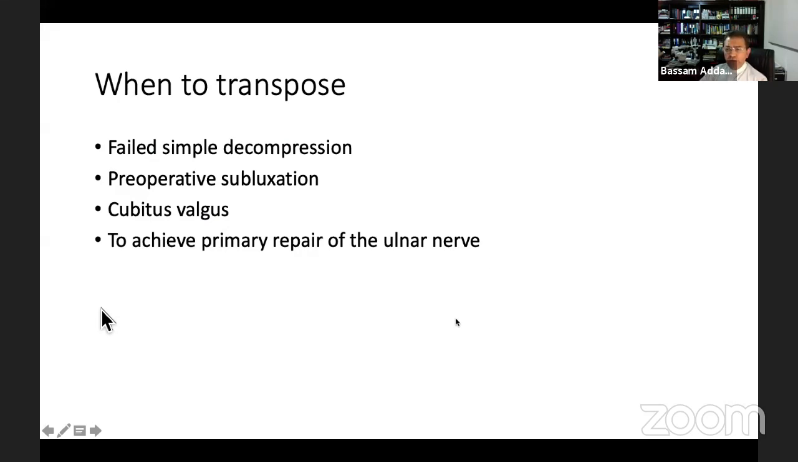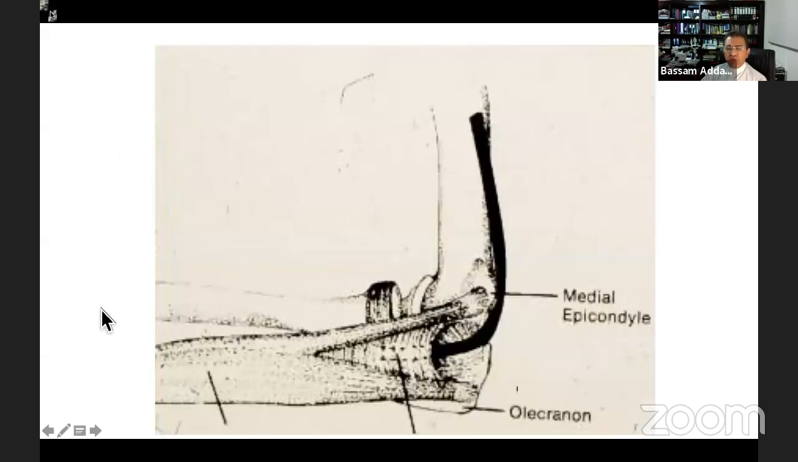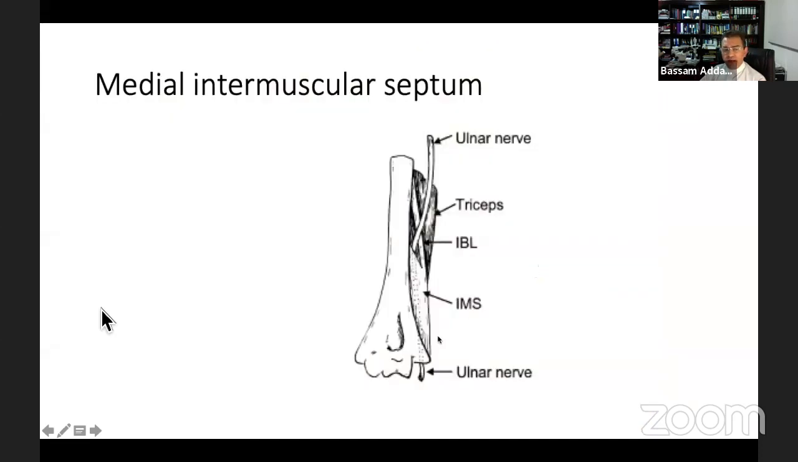However, we do transposition when we fail the simple decompression, or when the patients have a preoperative subluxation or cubitus valgus, and sometimes we transpose to achieve a primary repair of the nerve. Ninety-five percent of the entrapment around the elbow is at the cubital tunnel and at the Osborne fascia. It is very unusual to have entrapment proximally at the arcade of Struthers or within the substance of the flexor carpi ulnaris. The arcade of Struthers is a very confusing arcade, but it's simply an opening in the medial intermuscular septum.